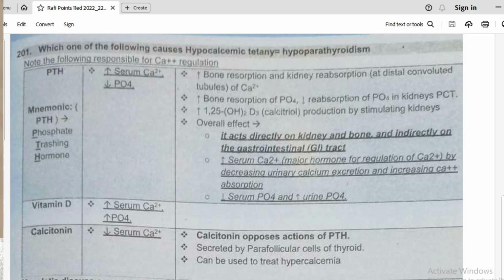So let's get started. The important mnemonic to remember the parathyroid hormone, that is PTH, is phosphate trashing hormone. So parathyroid hormone is going to cause decreased level of phosphate and increased level of serum calcium.